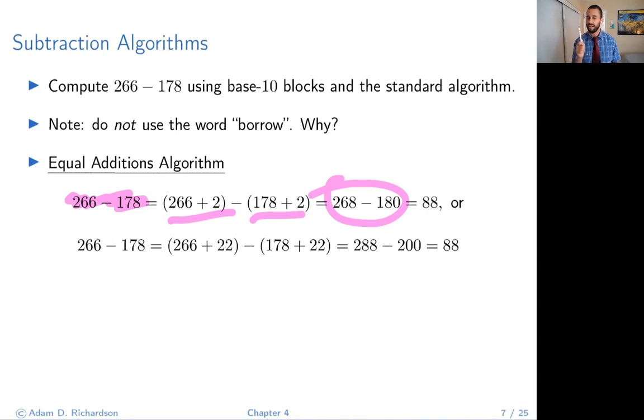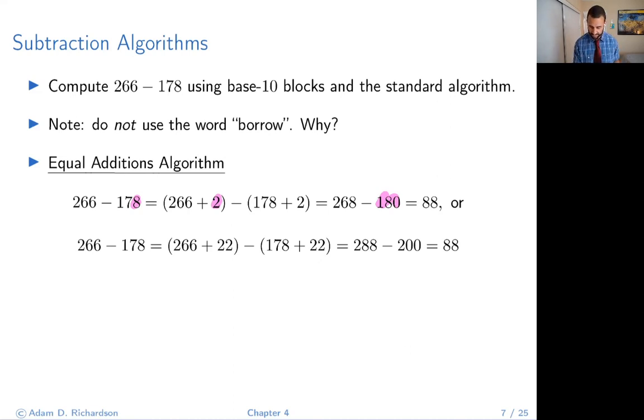But maybe that's even a little bit too hard, right? And that's totally fine. It is hard. I don't want to try to take away 80 from 68. That makes my head hurt a little bit, right? So maybe we should shift it somewhere else. And that's what I do down here. Check this out. Instead of just shifting everything up by 2, see over here I picked 2 because then that 178 would become a 180.